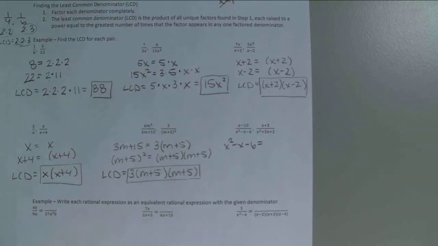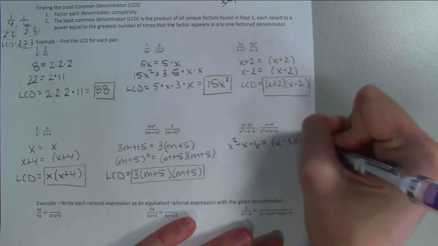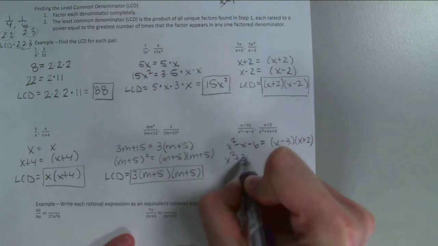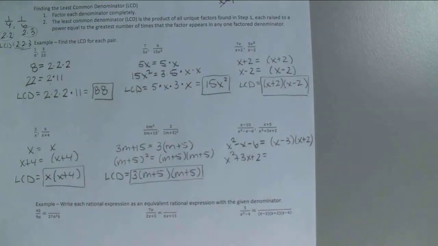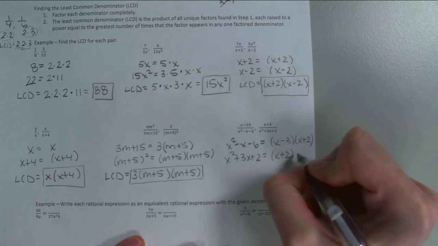Just to save us time, I'll write the factored form over here. It's x minus 3 times x plus 2. The same thing would go for that second trinomial, x squared plus 3x plus 2. Factors of 2 that add up to 3 would be 2 and 1. Okay? So we rewrite the middle, x squared plus 2x plus 1x plus 2, do factor by grouping. That ends up being x plus 2 times x plus 1.